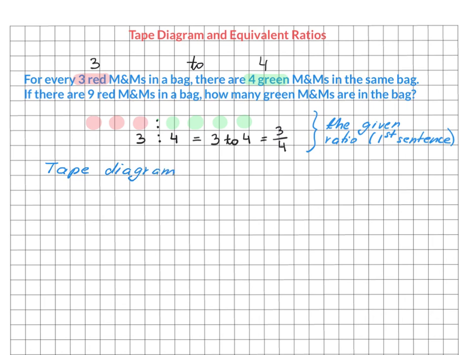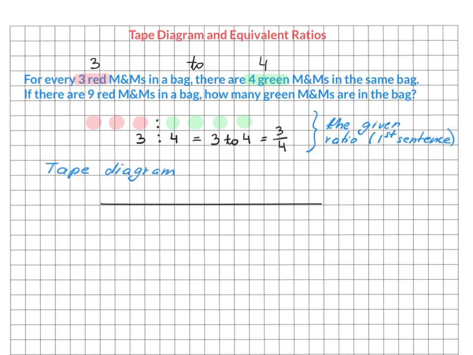A tape diagram is basically like pulling a piece of scotch tape or toilet paper out. So to draw a tape diagram, please have a ruler if possible. How many squares I need actually depends on how many parts I have. So in this problem, I have 1, 2, 3, 4, 5, 6, 7 parts, or 3 plus 4 is 7. So I'm going to need 7 parts in my tape diagram.